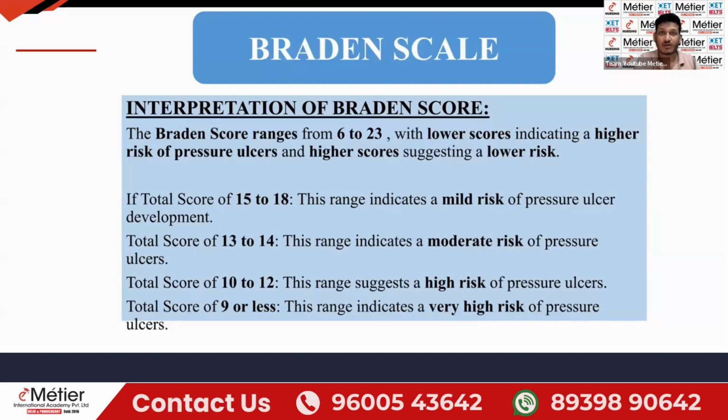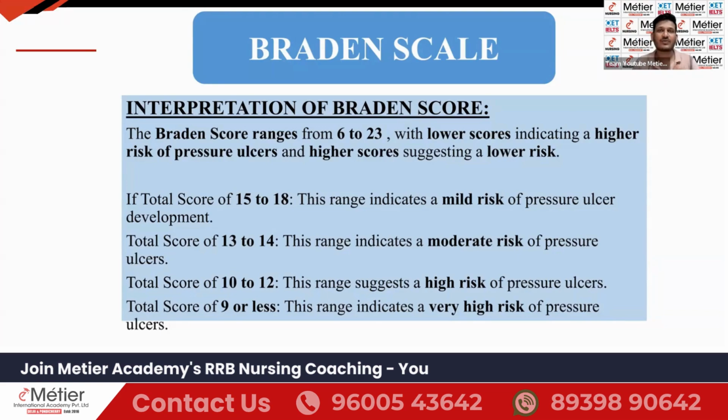Okay, the next one is we are categorizing the bed sore patient by the chance of developing bed sore into 4 categories. The score for mild risk is 15 to 18. These points are very, very important. Please make a note of it. Mild risk means the score is 15 to 18. Moderate risk means 13 to 14. High risk means 10 to 12. And very high risk means 9 or less. Okay, so this has to be memorized.